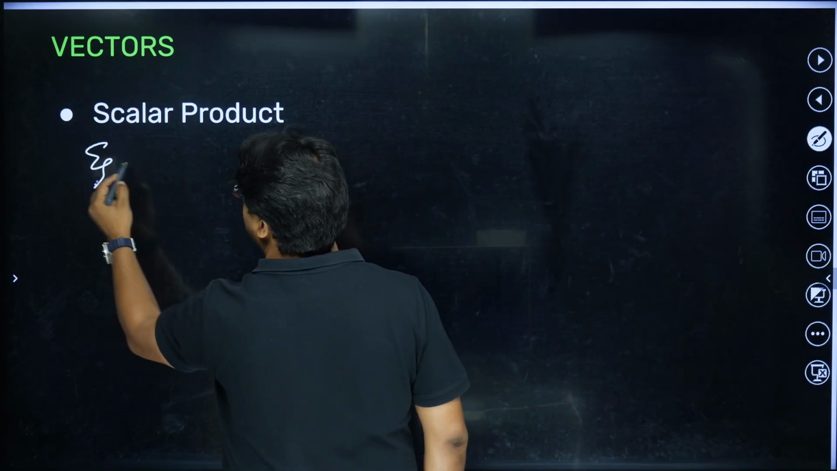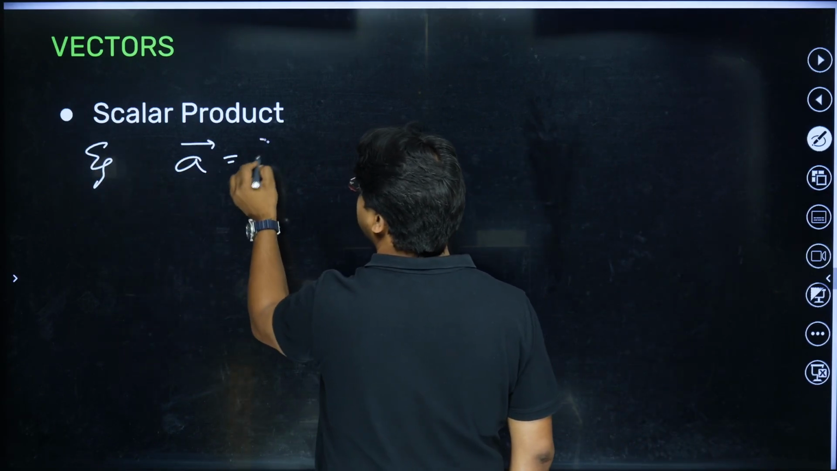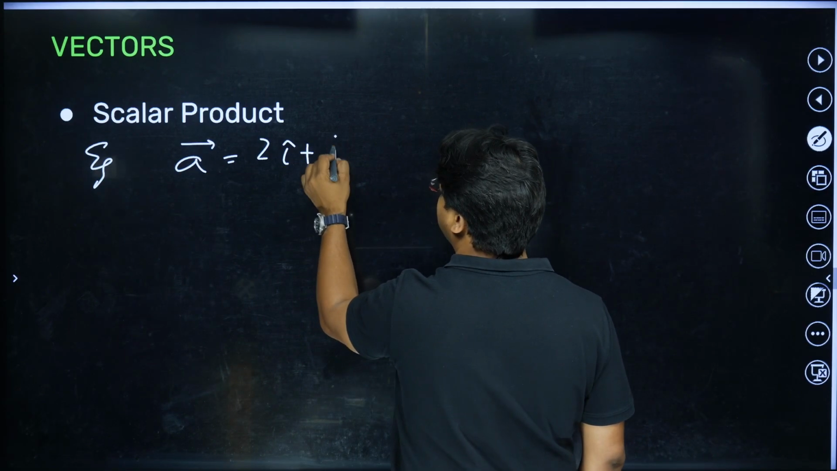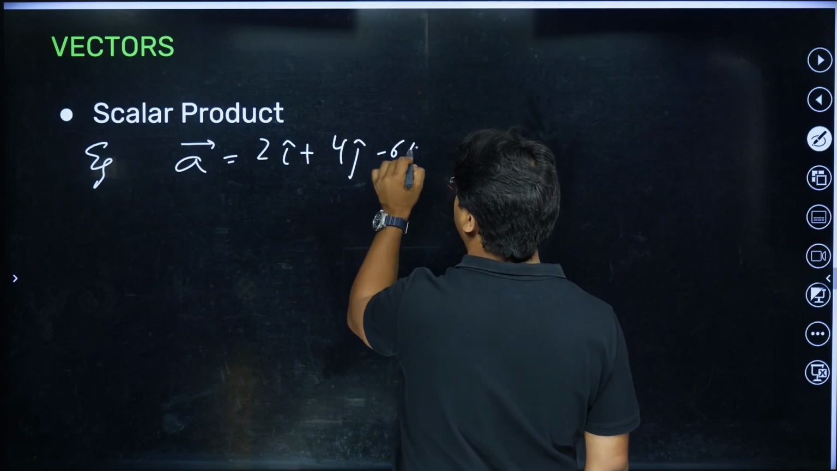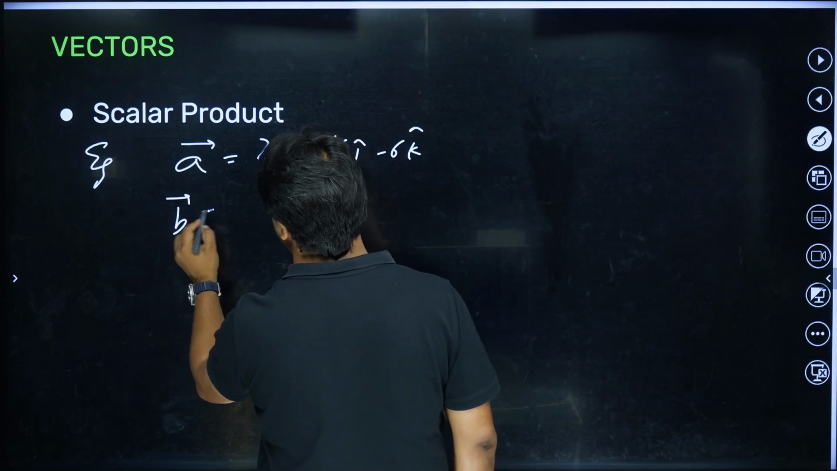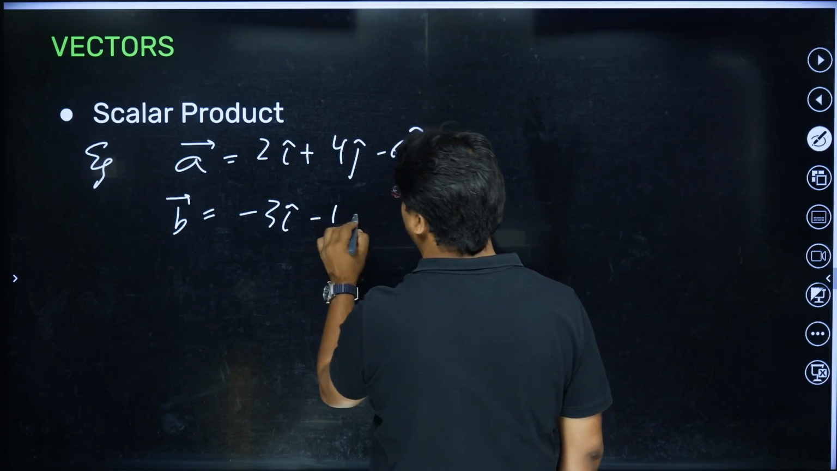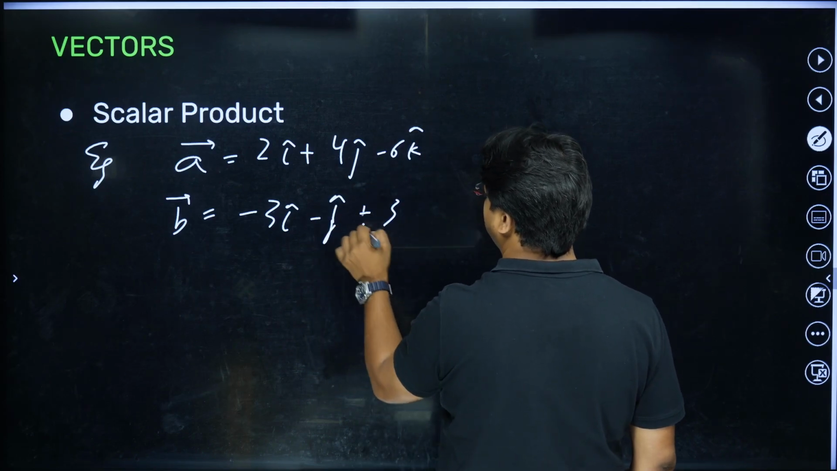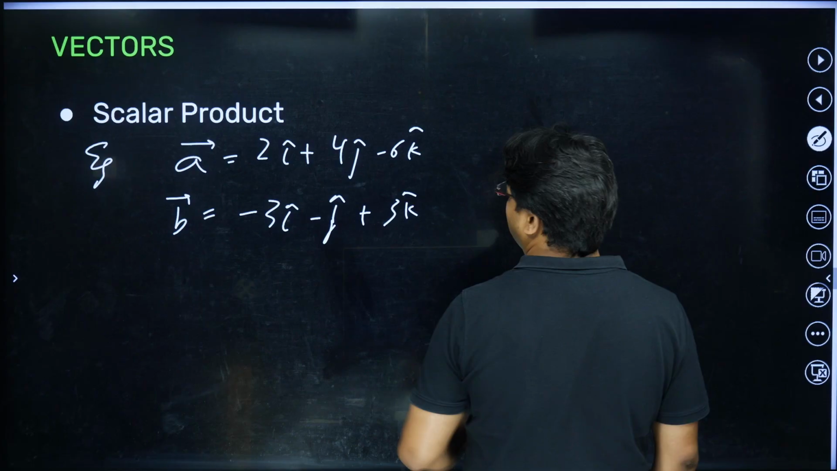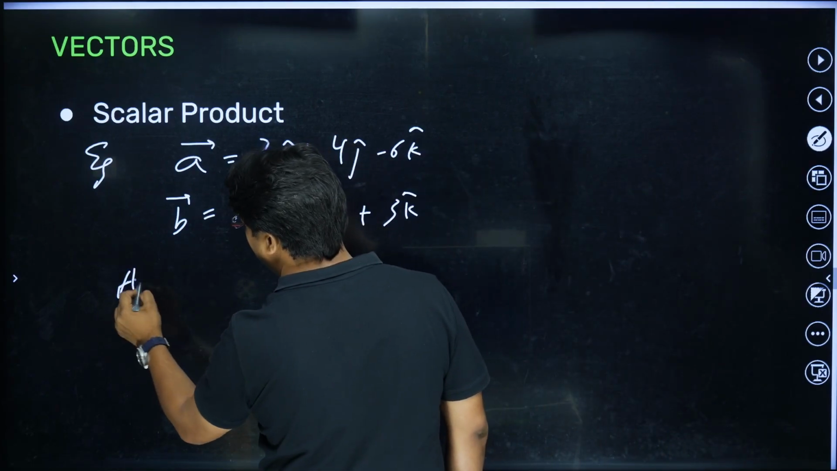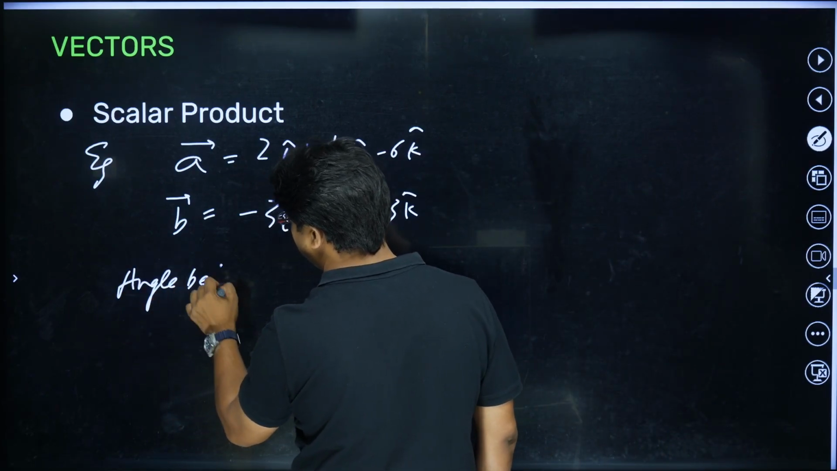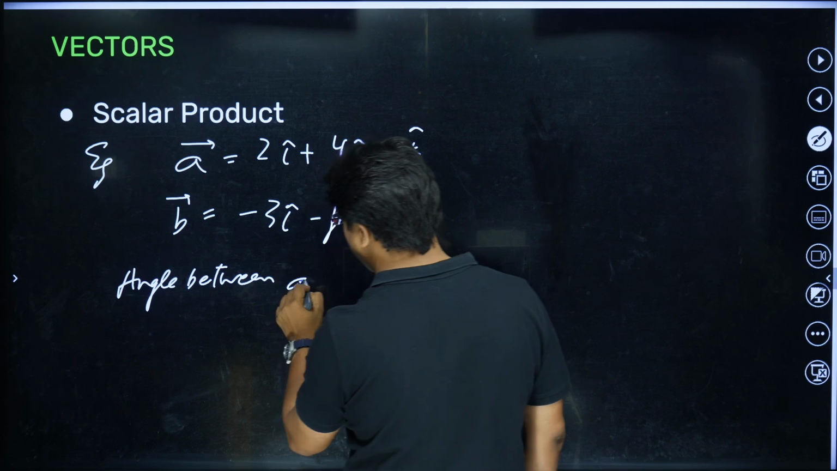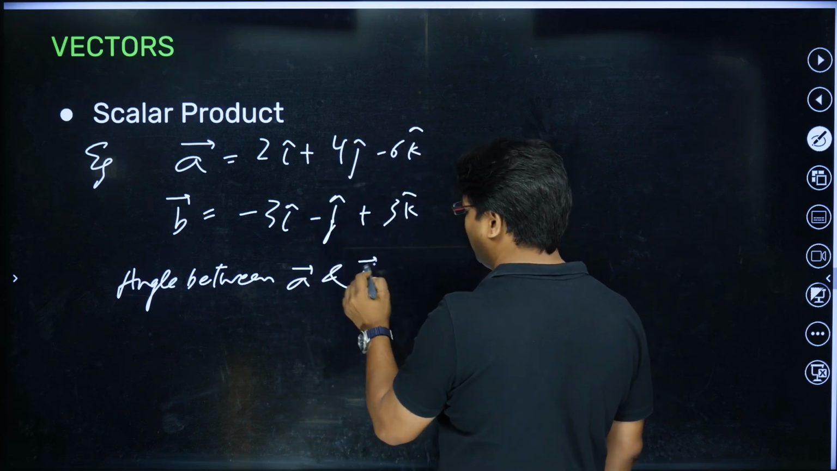So suppose we have been given a vector A which is 2i cap plus 4j cap minus 6k cap. I'm writing random numbers, guys. No particular trend or anything. And vector B is minus 3i cap minus j cap, minus, let's make it positive, plus 3k cap. I want to know the angle between A and B. I don't know the angle here. How much is the angle?